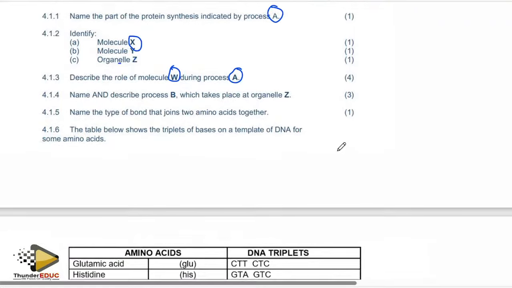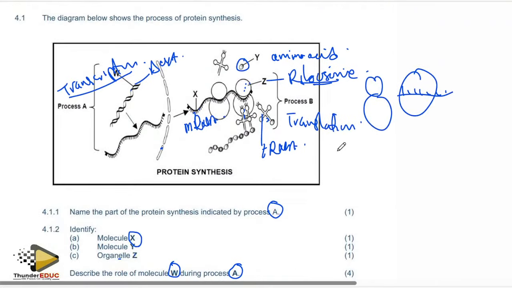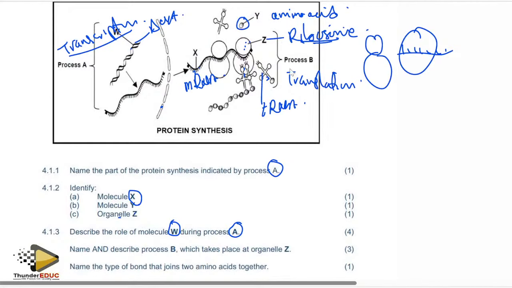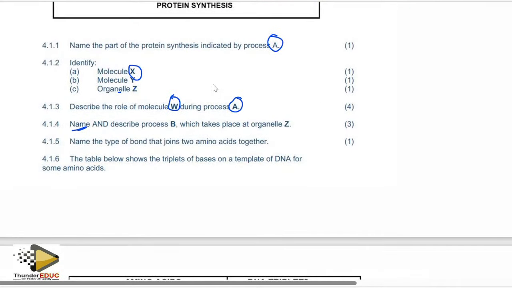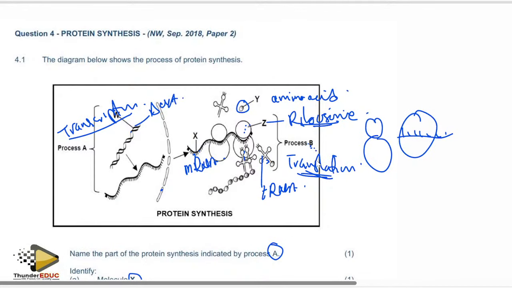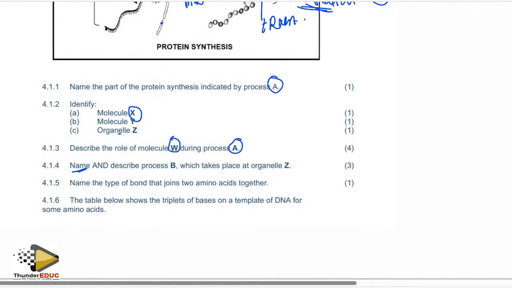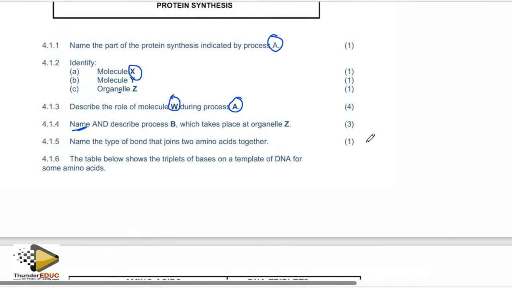Name and describe the process B. We have said it already. This process B is translation. The name is translation. Then describe which takes place on organelle Z. Basically, they're asking you to describe the process of translation. The moment you describe, you name that process B is translation. Then you describe that translation, according to the messenger RNA codon, the transfer RNA with the complementary anticodons brings the required amino acid to the ribosome. The amino acids are joined together by peptide bonds to form the required protein. So there are so many marks, but they gave it 3 marks, which you'll still be able to obtain.